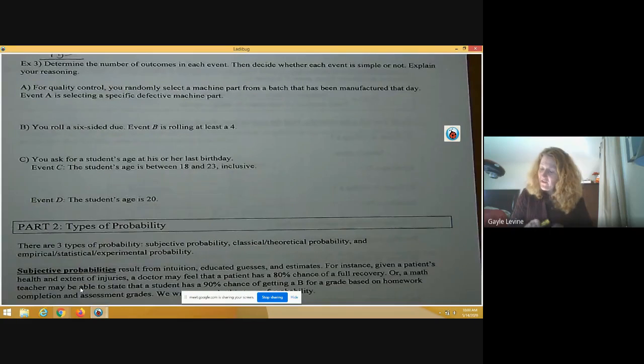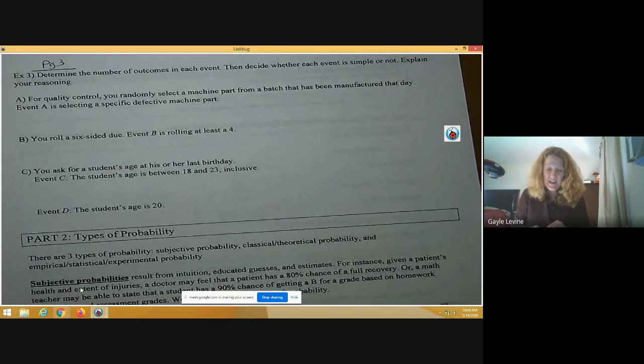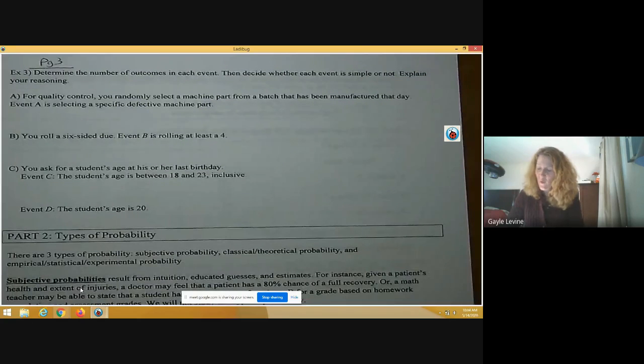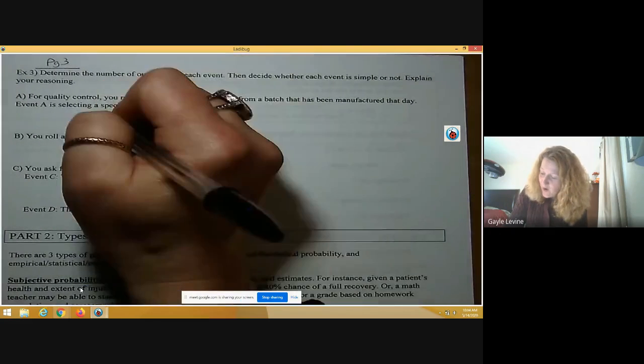All right, for letter A, for quality control, you randomly select a machine part from a batch that has been manufactured that day. Event A is selecting a specific defective machine part. So you're just getting one particular part that's defective. So that is one outcome.